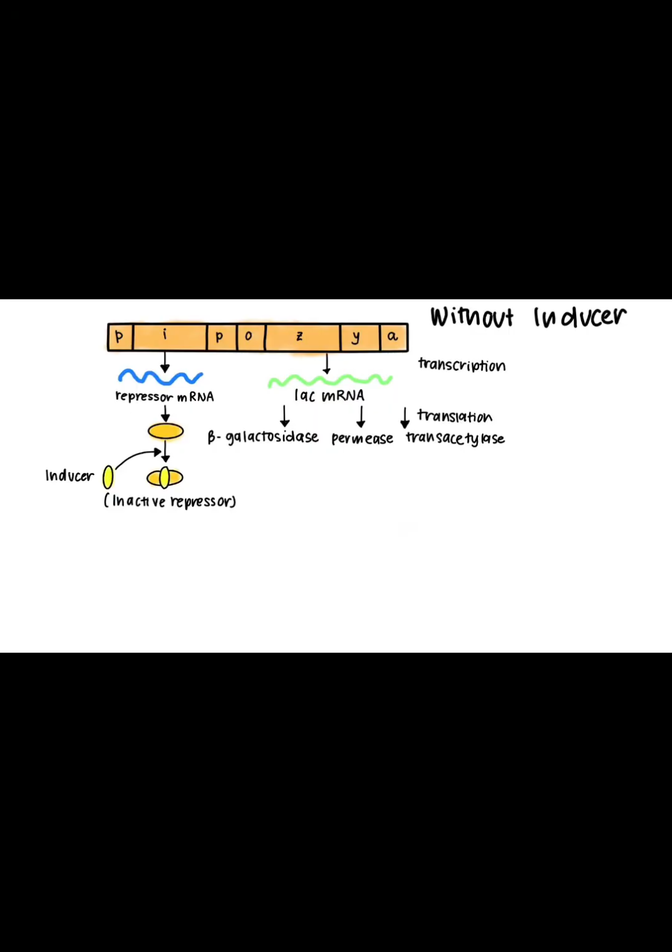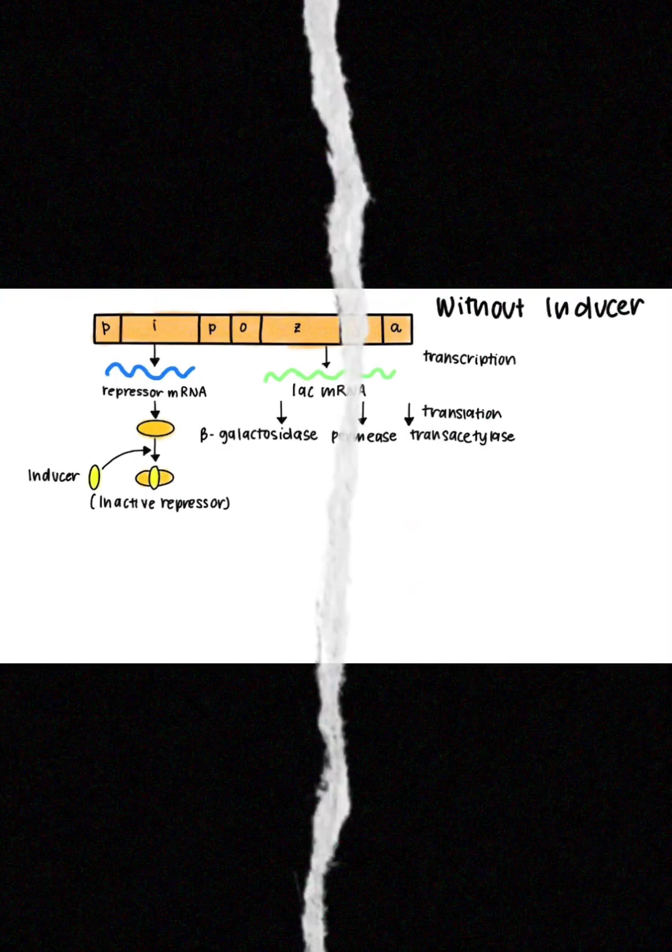However, when lactose is present, it acts as an inducer by binding to the repressor. This changes the repressor's shape, making it detach from the operator. Now, RNA polymerase can proceed with transcription, producing enzymes that digest lactose. So, in summary, the lac operon is normally off, but gets turned on in the presence of lactose. This helps bacteria only produce lactose-digesting enzymes when needed.